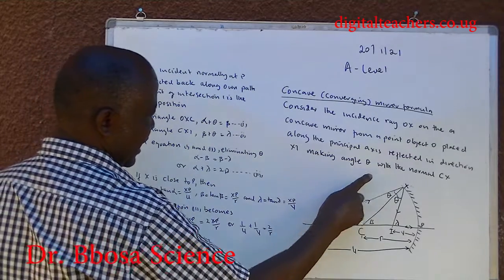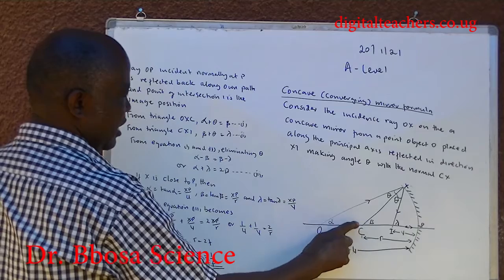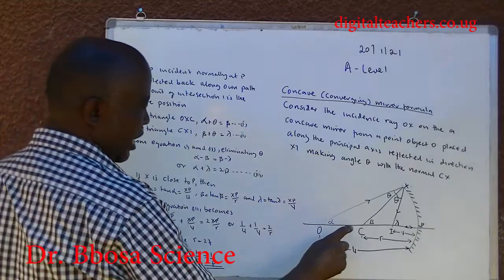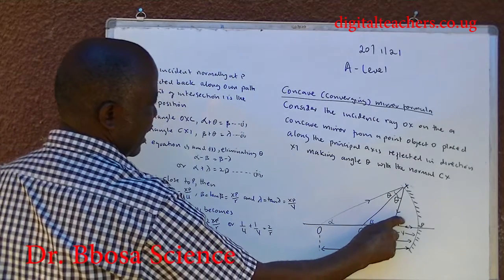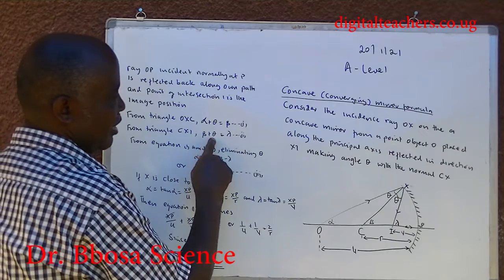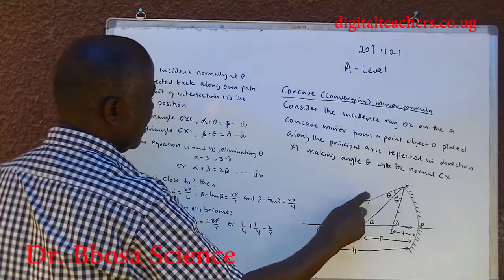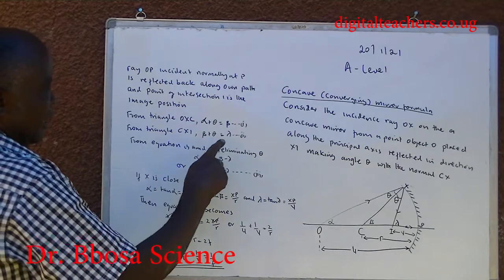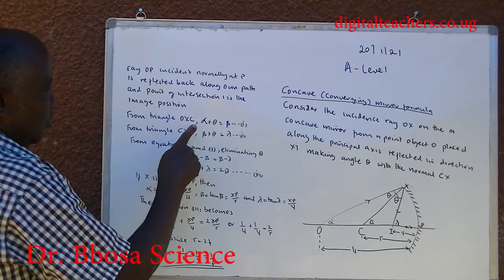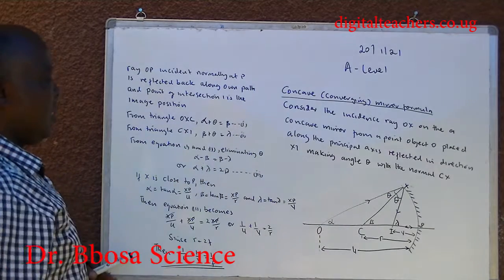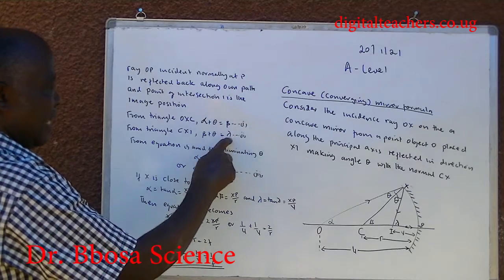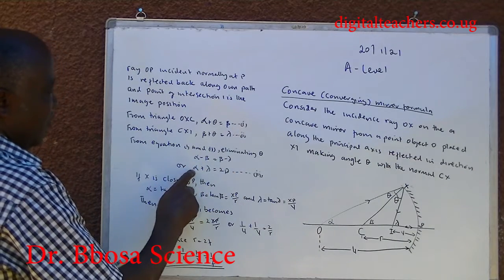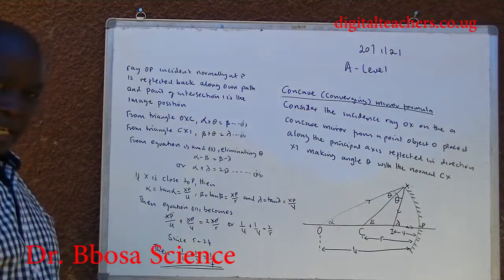From triangle OXC, beta is equal to alpha plus theta, giving equation 1. From triangle CXI, lambda is equal to beta plus theta, giving equation 2. Eliminating theta, we subtract equation 2 from equation 1. So alpha minus lambda is equal to beta minus lambda. Collecting like terms, alpha plus lambda is equal to 2 beta.